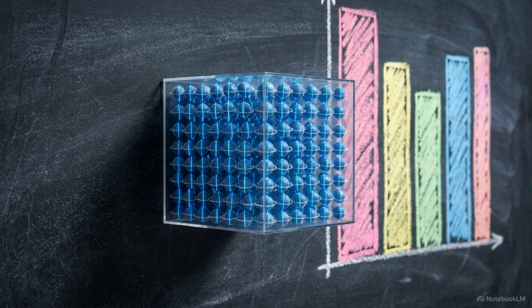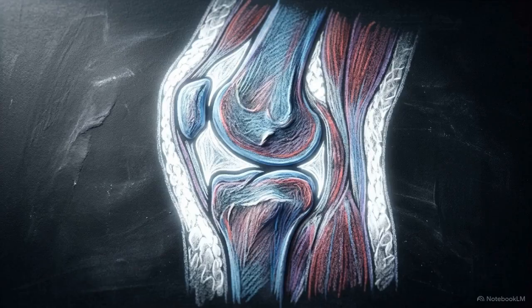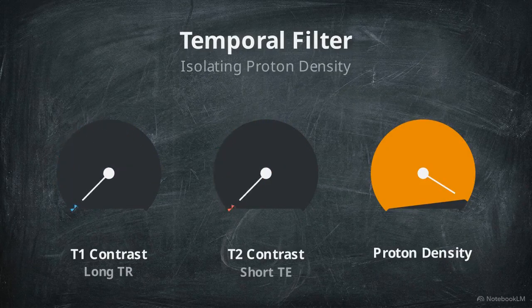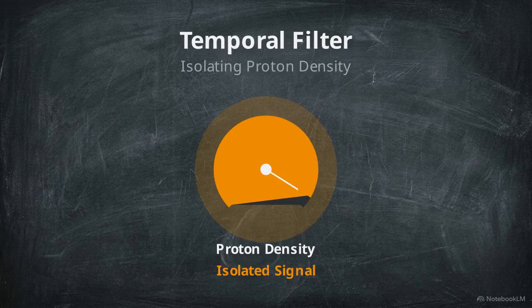With the timing effects removed, the returning signal strength is dictated entirely by the sheer volume of available protons. The outcome is proton density weighting. Both fat and water appear relatively bright simply because they are highly concentrated with hydrogen. Proton density weighting proves the mechanics of the temporal filter. The radiologist achieves contrast by systematically muting all temporal magnetic effects.